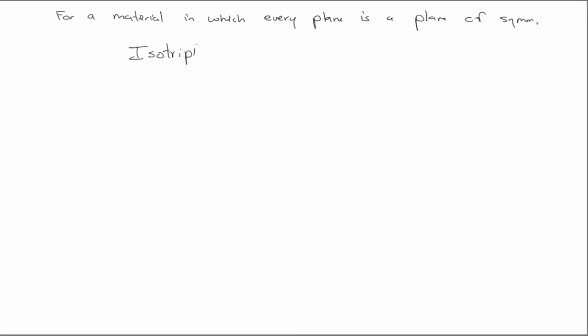Okay, so finally we have a material in which every plane is a plane of symmetry. We call that material isotropic. And with that, our C matrix is greatly simplified. Now I'm just going to remove the generic C11s and write in some actual terms for the constants. So with an isotropic material, we can uniquely define the material properties with two constants, lambda and mu.